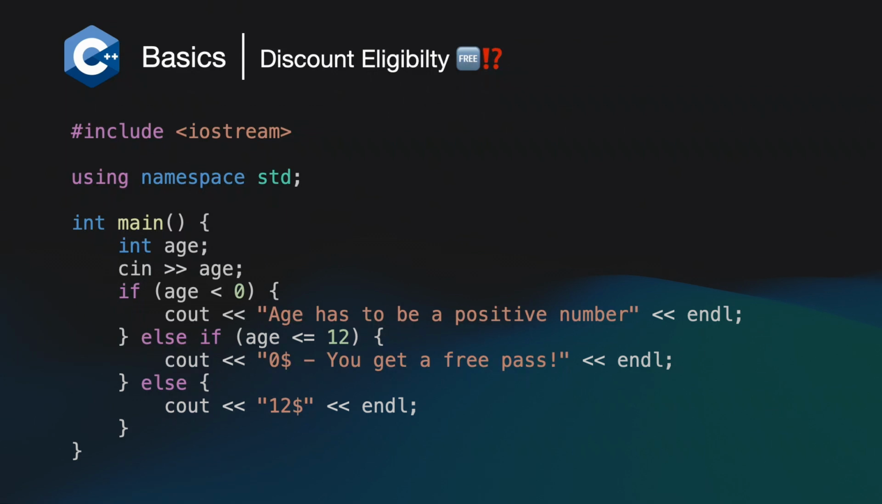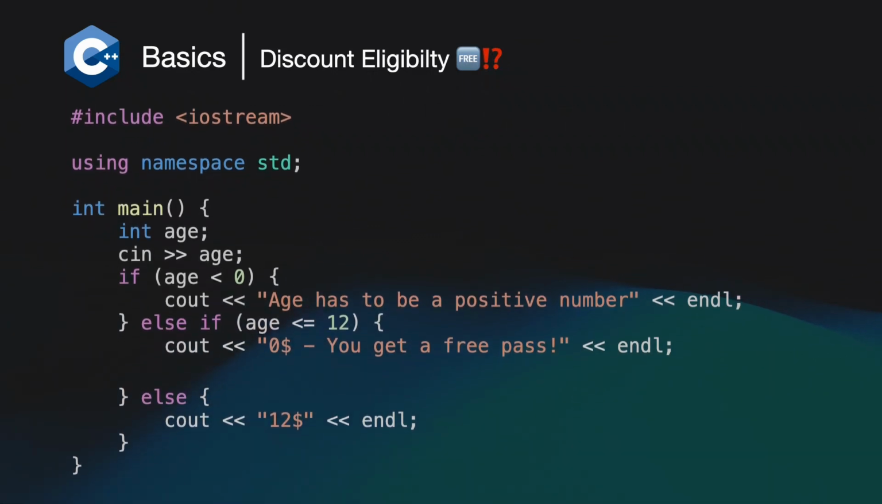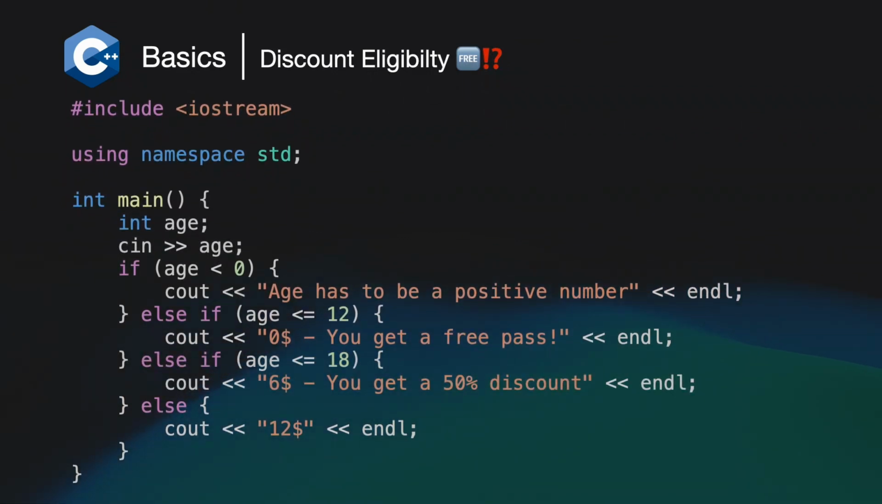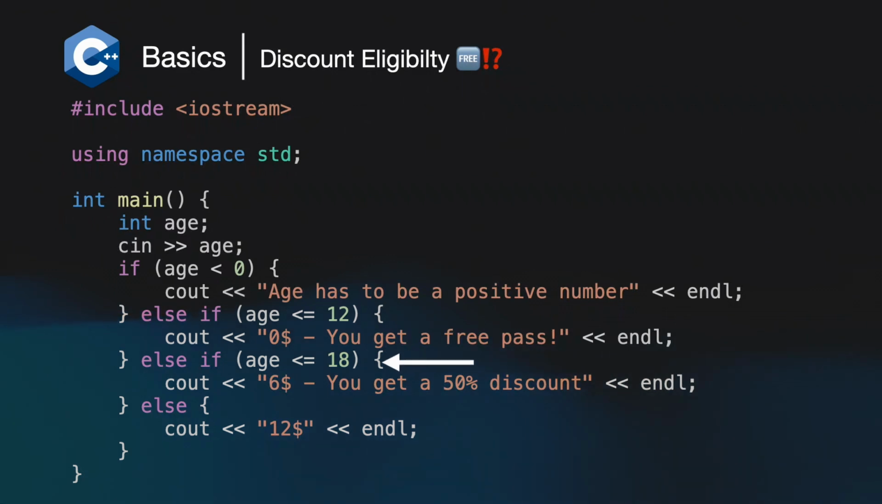For example, we can modify this code to provide a 50% discount to visitors between the age of 13 and 18. This new code prints an error if the age is negative. If it wasn't and the user is 12 or younger, it provides a free entry ticket. If that condition isn't met and they are 18 or younger, meaning that they are somewhere between 13 to 18, it gives a 50% discount. And if none of these conditions are met, the full price is printed for the visitor to pay.